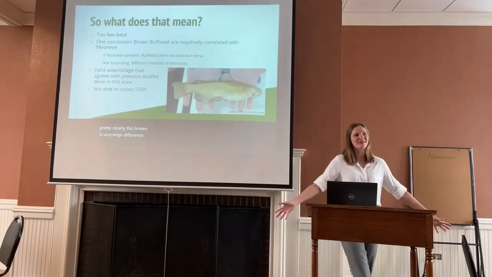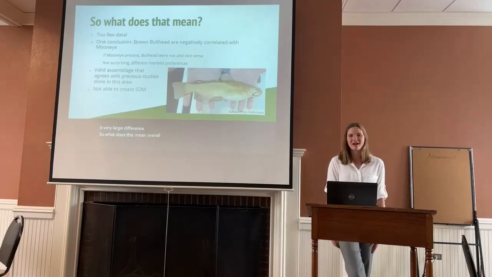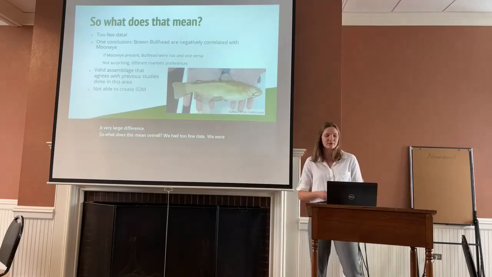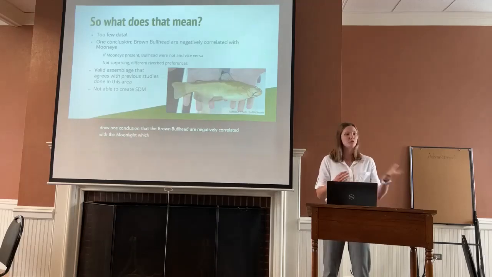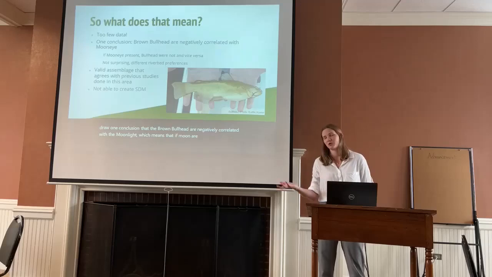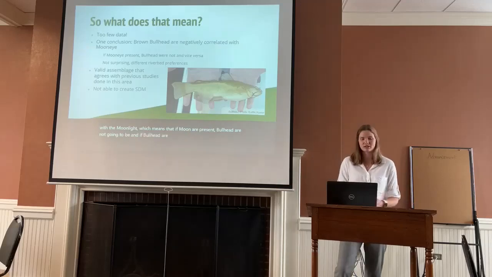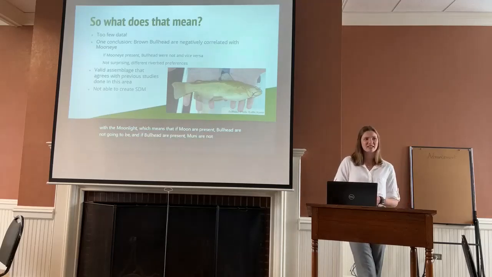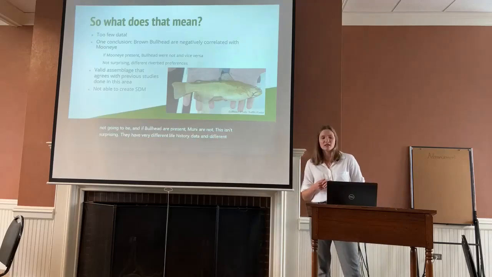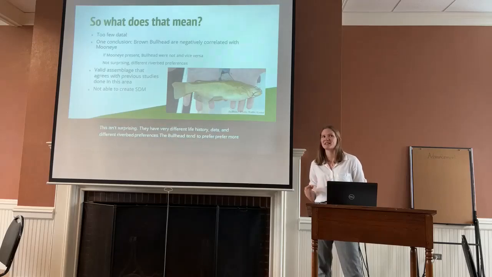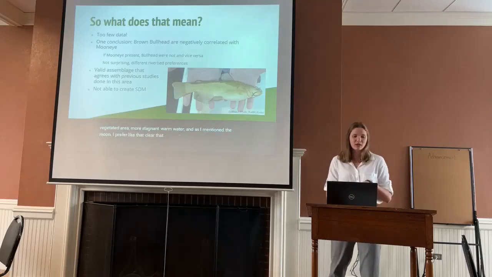So what does this mean? Overall, we had too few data. We were able to draw one conclusion: the brown bullhead are negatively correlated with the Mooneye, which means that if Mooneye are present, bullhead are not going to be, and if bullhead are present, Mooneye are not. This isn't surprising. They have very different life histories and different riverbed preferences. The bullhead tend to prefer more vegetated, stagnant, warm water. And as I mentioned, the Mooneye prefer clear, cold, fast-moving water.